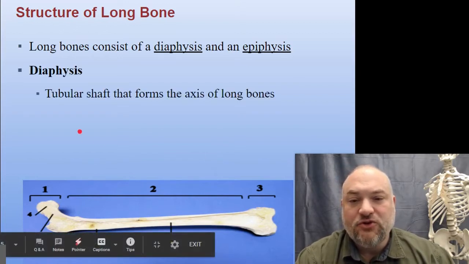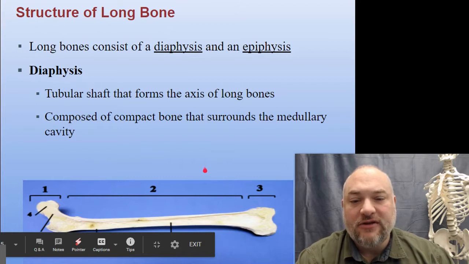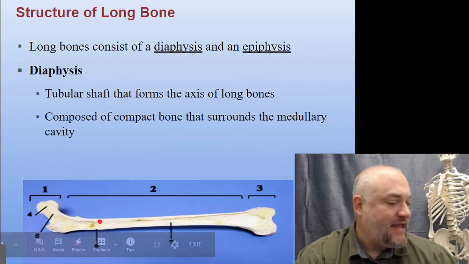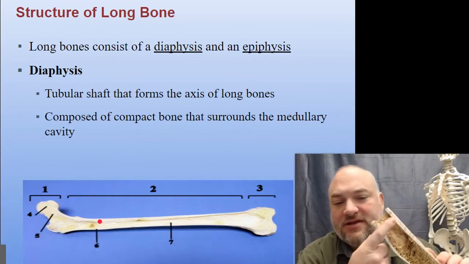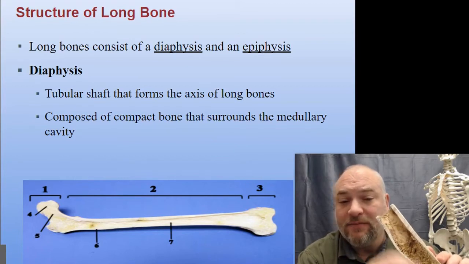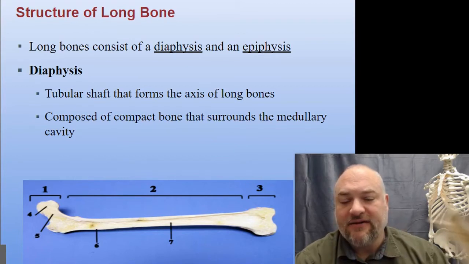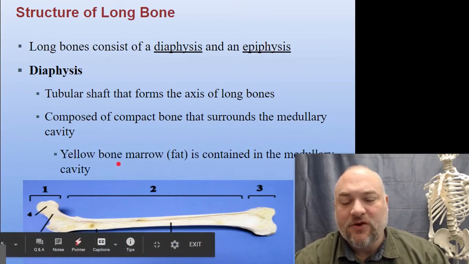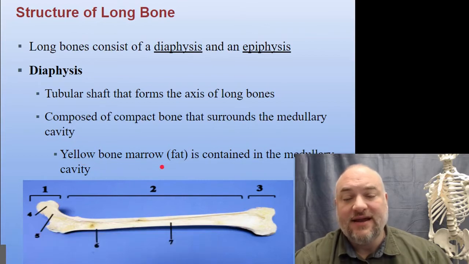So the diaphysis is the tubular shaft that forms the long axis, right down here, number 2 in this diagram. It's generally got compact bone on the outside. You can see that here. And then for a good chunk of the middle, it's got a medullary cavity, this hollow space where bone marrow will sit. We'll talk about bone marrow a little bit later, but that sits in this area. And then we've got yellow bone marrow. Fat is contained in the medullary cavity.